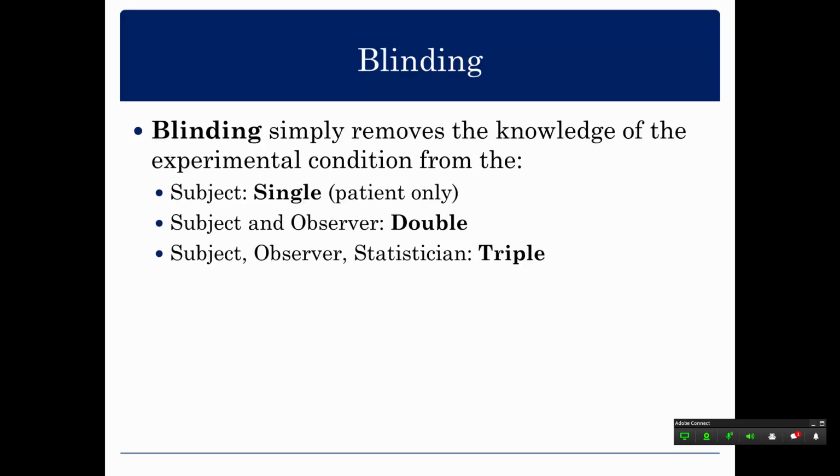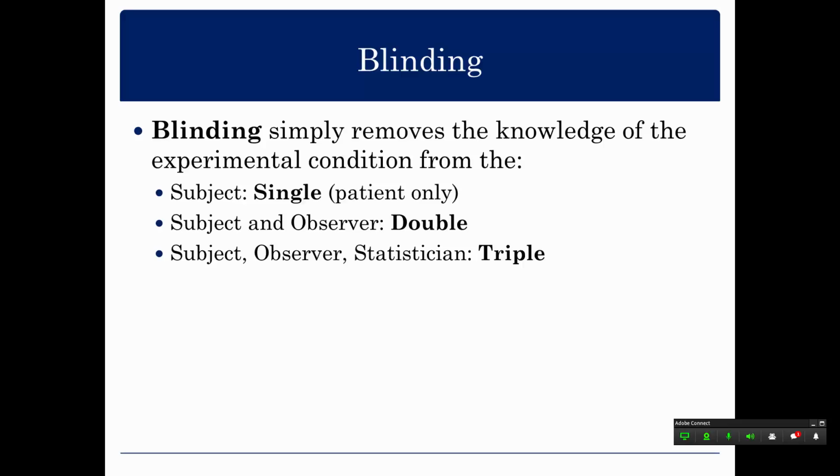You could also remove the knowledge of the treatment from both the subject who's being treated and the person who is collecting the subject's response to treatment. So if you're doing some kind of clinical evaluation, you're asking them about their pain or some kind of quality of life, it would be nice to not have knowledge of what condition they got, because your own inherent biases could impact how you interact with the patient and how you measure their response to treatment.